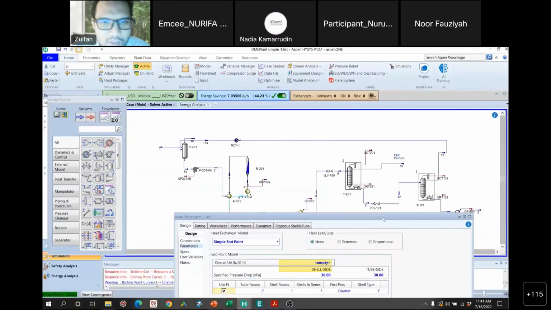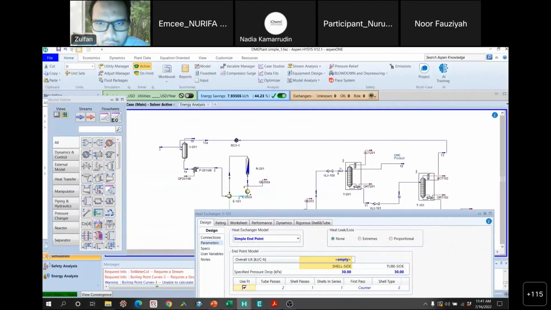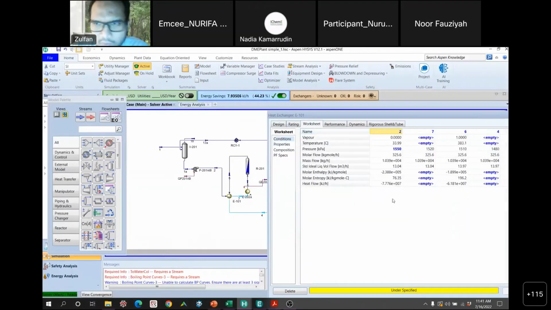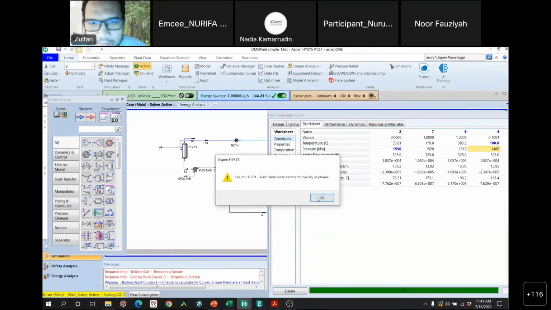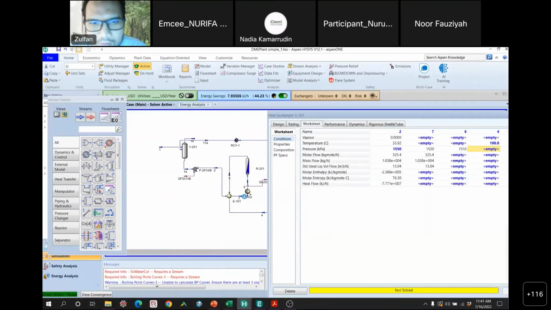So that means I have to reduce this temperature from 384 to 100 degrees C. If I put 100 degrees C in stream number 4, it will calculate the duty, and hopefully it will calculate for us the temperature in the stream here. So I will then redo the simulation.